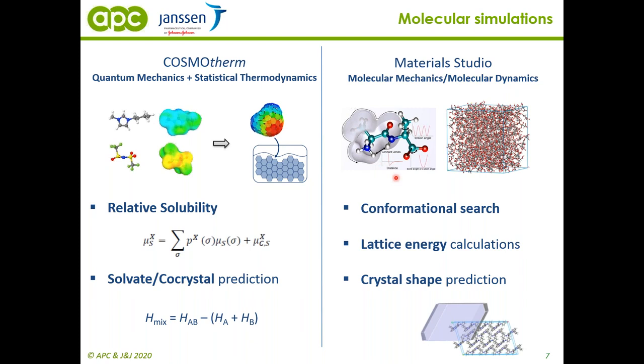The bonds are, for example, represented by spring potential, van der Waals interaction, for example, by Lennard-Jones potential. And we use such methods to explore, for example, conformational space. So the conformational space of a molecule can be explored in a vacuum, but also we can explore it in, for example, different solvents. And another thing we have is lattice energy calculations.